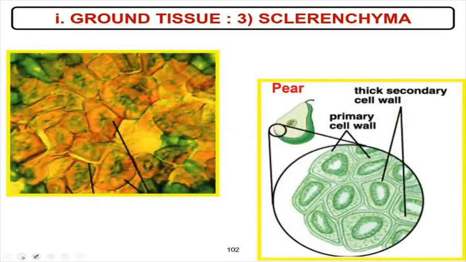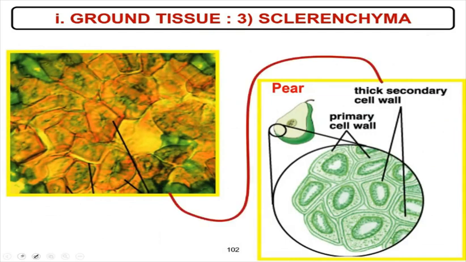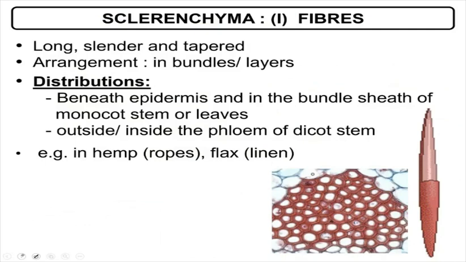Kat mana nak jumpa sclerenchyma secara umumnya? Ni kat mana-mana bahagian parts yang keras, termasuk dalam buah. Buah ada buah yang lembut, ada buah yang keras. Contoh buah pear dia keras. So yang kita makan buah pear tu, those are the sclerid also.